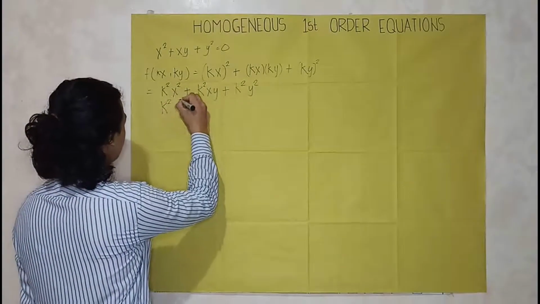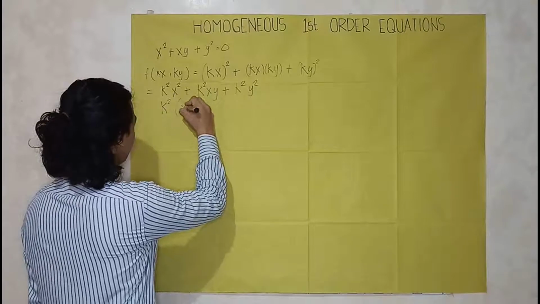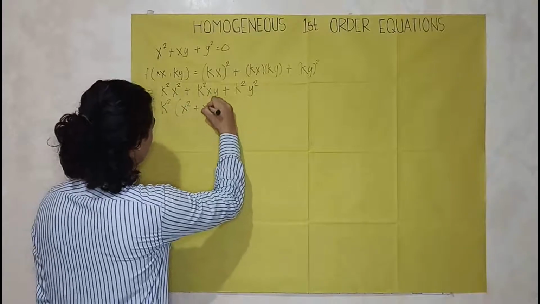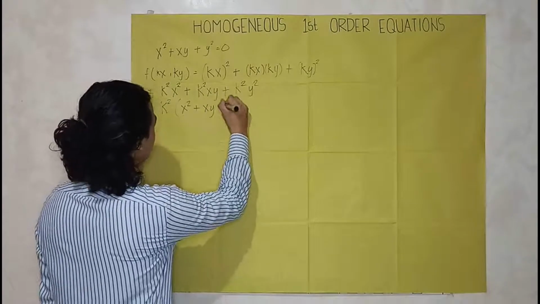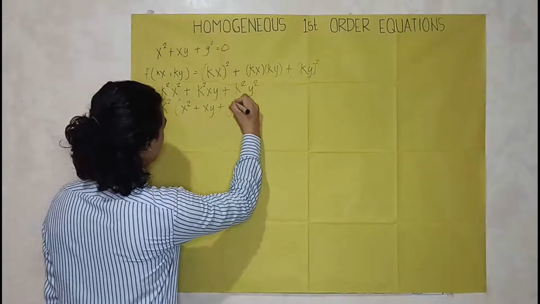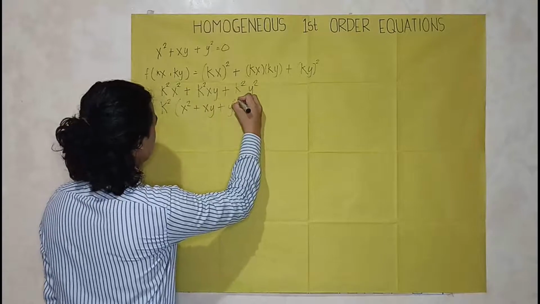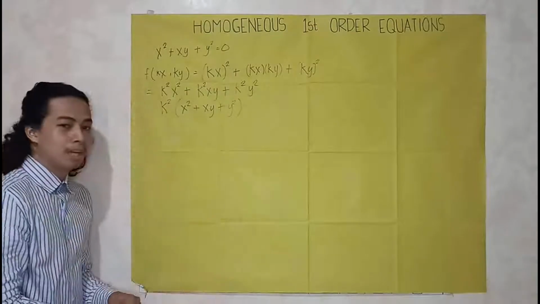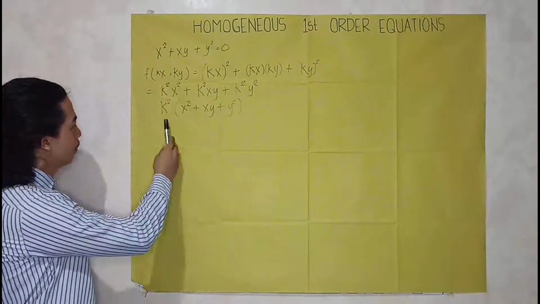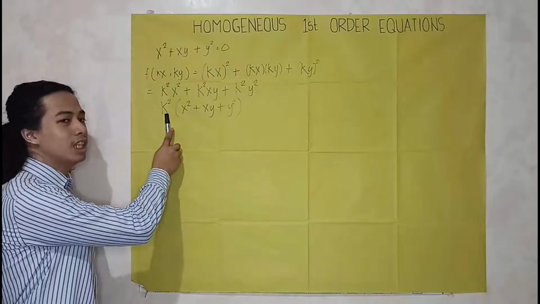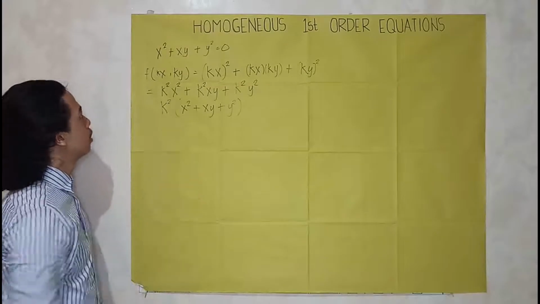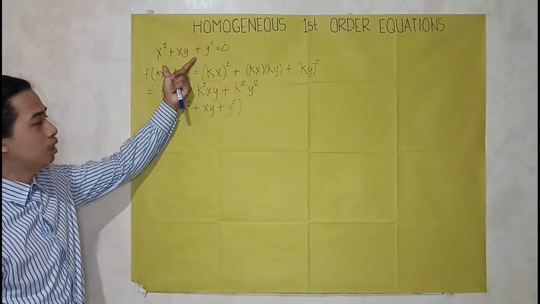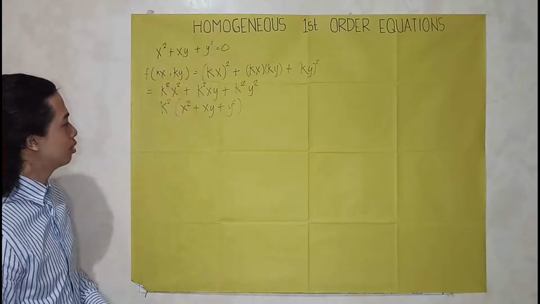Magiging k squared quantity x squared plus xy plus y squared quantity. So, malalaman natin yung degree, which is yung degree ng k, which is 2. So, ang degree nito is 2, yung equation na to. Therefore, this is a homogeneous equation.